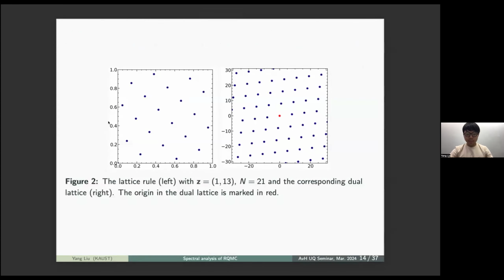In these two figures, I'm giving the example of the lattice rule with this generating vector. This is also a class of Fibonacci lattice in dimension 2. I have this generating vector, and the number of points is 21. And in this right plot, I'm plotting the corresponding dual lattice.